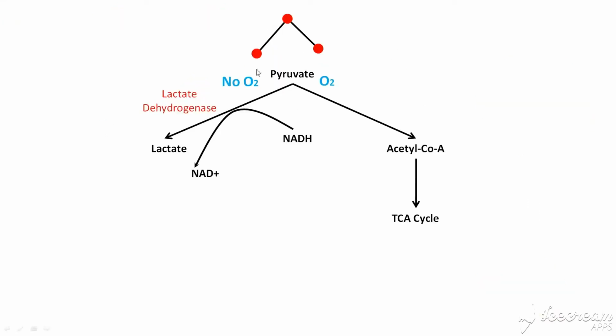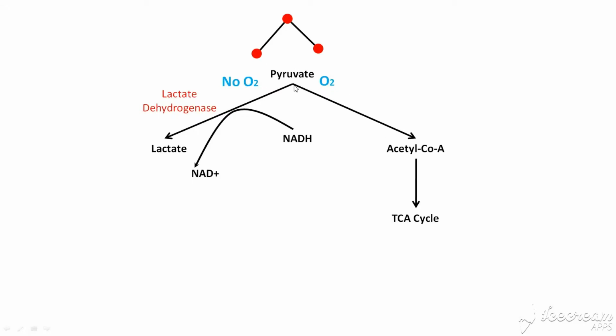So pyruvate is going to be the end product of glycolysis, and this is a very important molecule, and it could take multiple other pathways inside of the cell. One of the most important pathways is that pyruvate can be converted to acetyl-CoA in the presence of oxygen. Acetyl-CoA can enter the TCA cycle to produce more ATP. Okay, so if there is no oxygen, low oxygen supply to the cell, pyruvate cannot enter the TCA cycle.